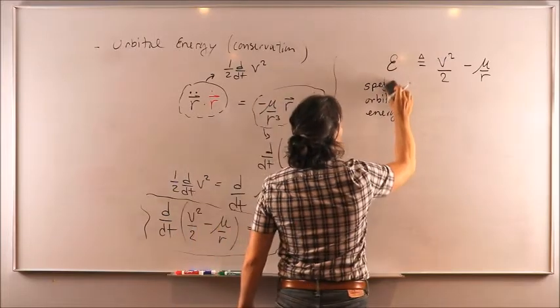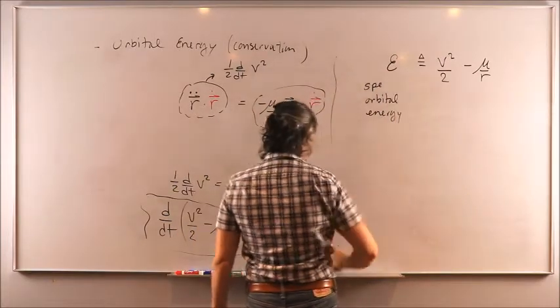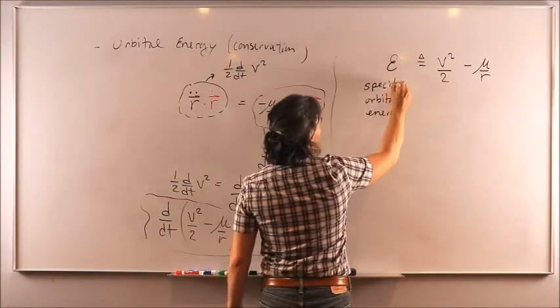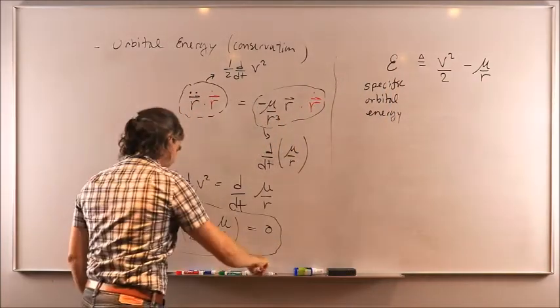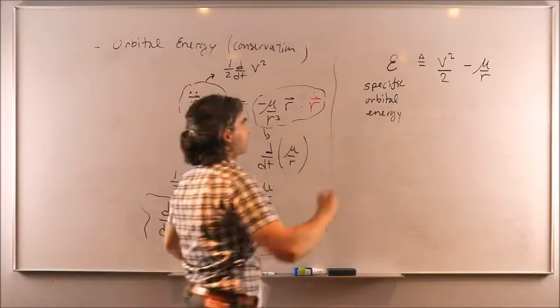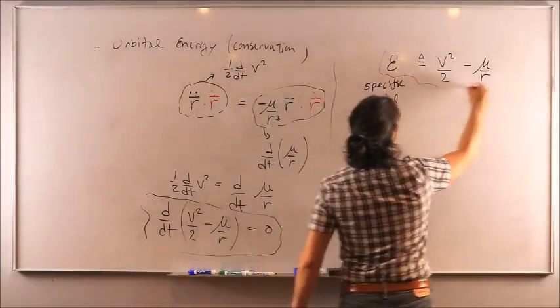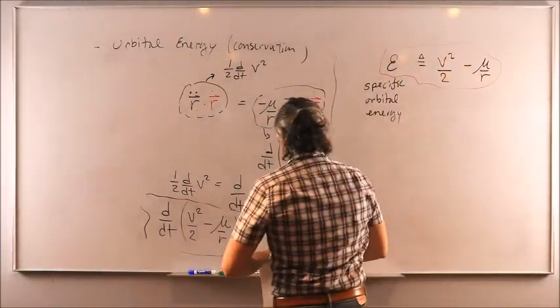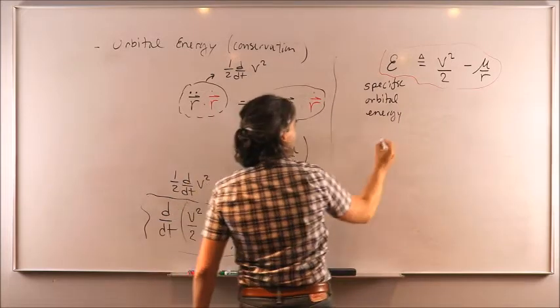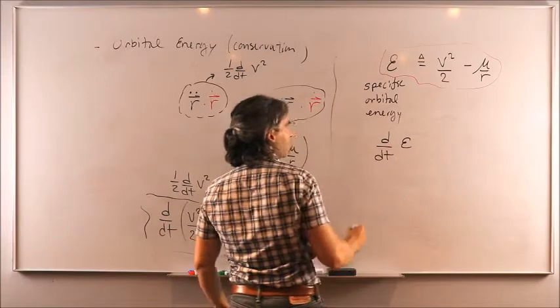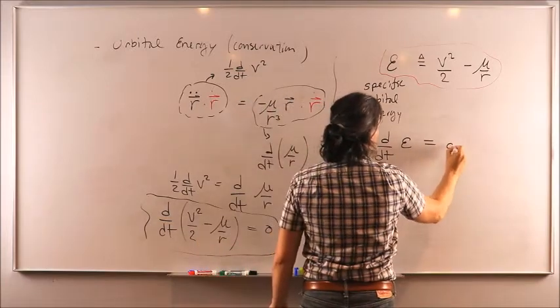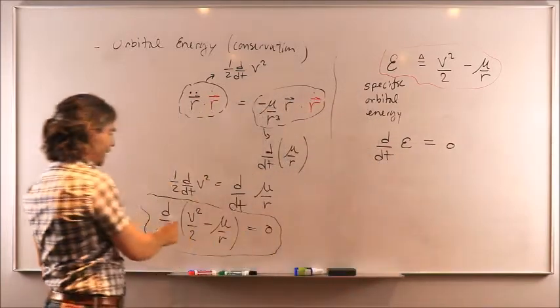Not specific, but specific. Specific orbital energy. Okay? Key result. Not only this, but the fact that d/dt of the orbital energy is equal to 0. This is what we've established here.